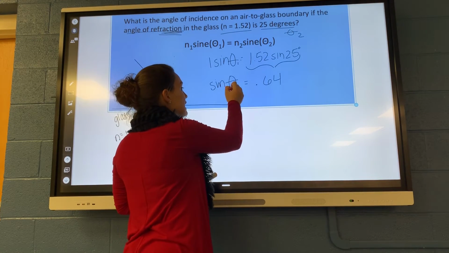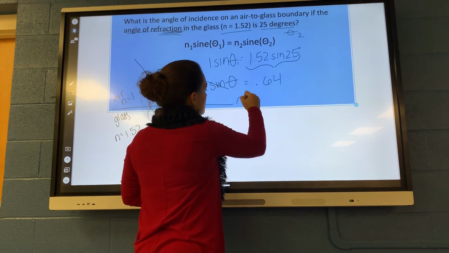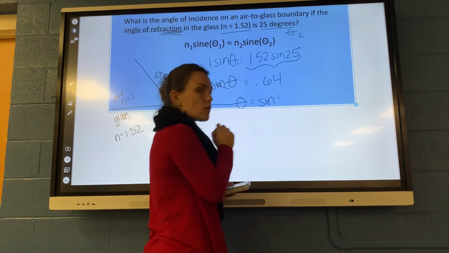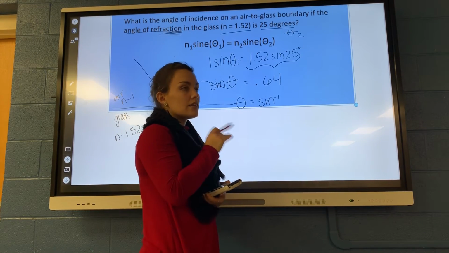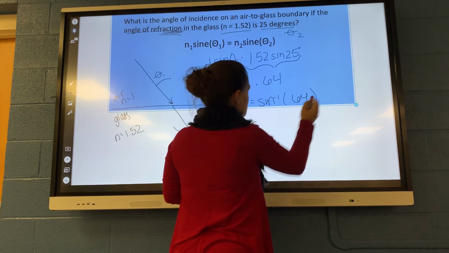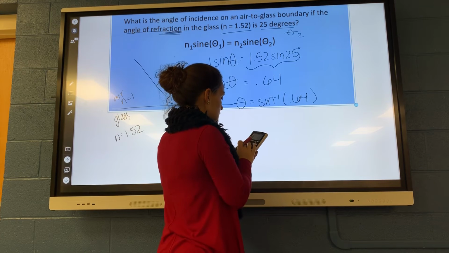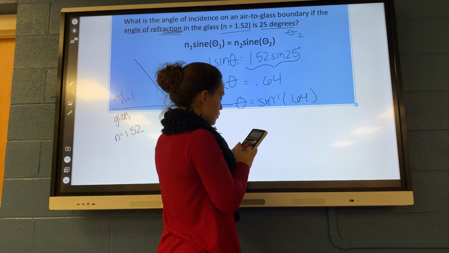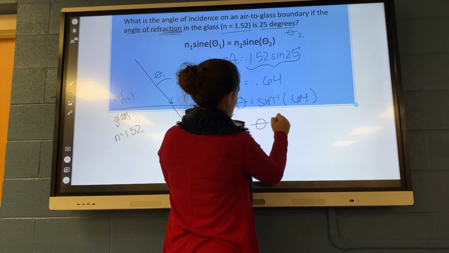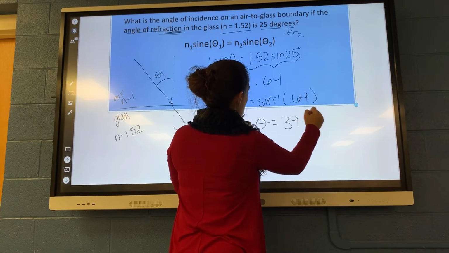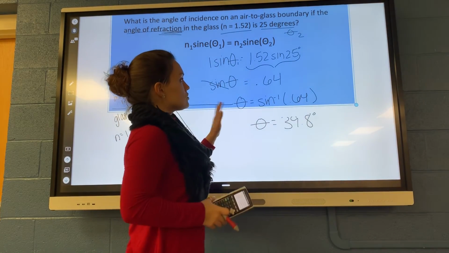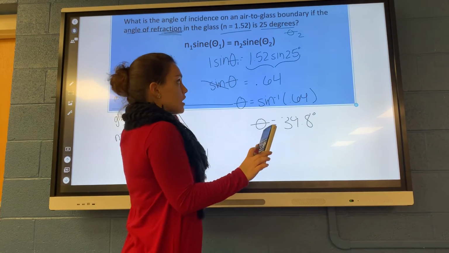Well, I want the angle, so I need to get rid of sine by doing the inverse sine. You want to wait until sine is the last thing left, then do your inverse sine. Sine to the -1 of 0.64, second sine to the -1 of 0.64, and that's going to give you your angle. You should get your angle equals 39.8 degrees.